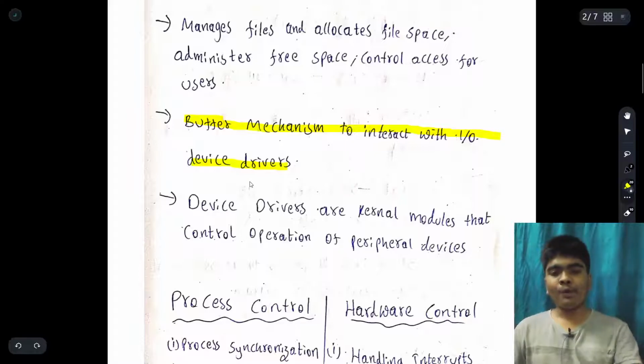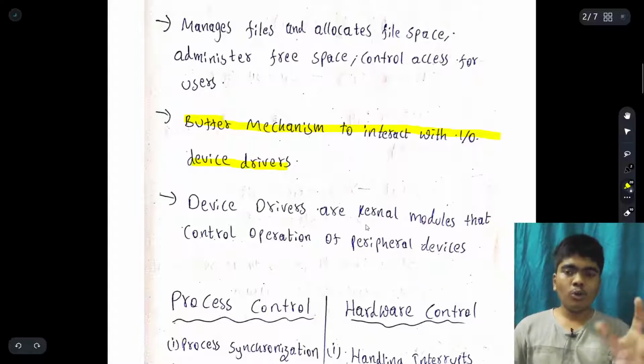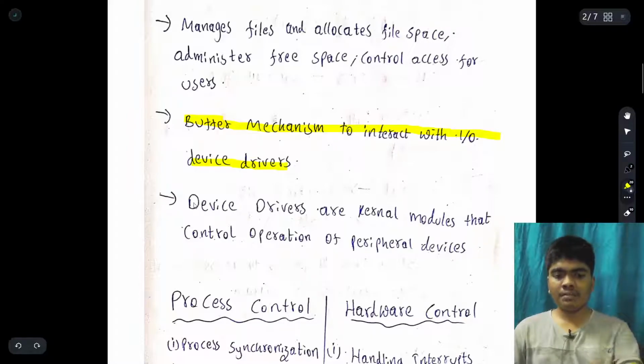One package by one package, they will bring the data regarding the device drivers to the buffer. The device drivers are the kernel modules that control the operation of peripheral devices. To complete a particular process, it requires a different number of device drivers. Different numbers of device drivers are nothing but different numbers of peripheral devices.